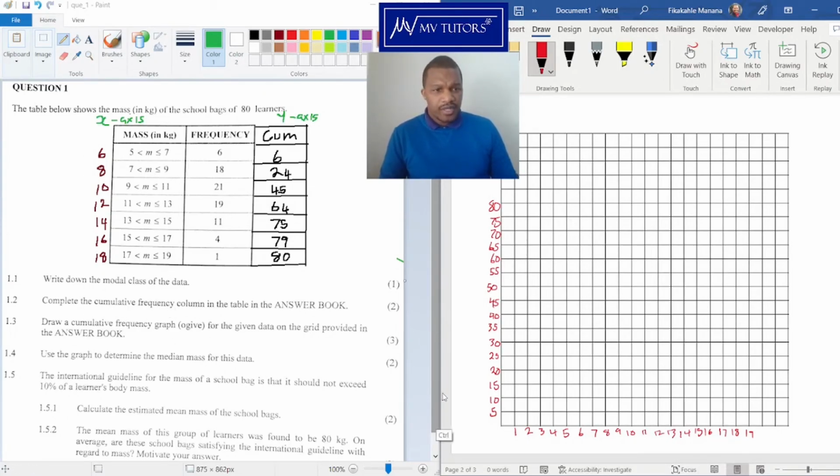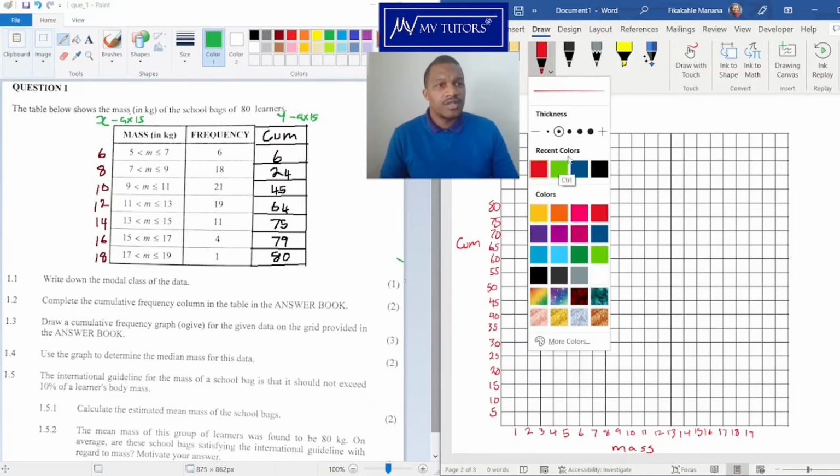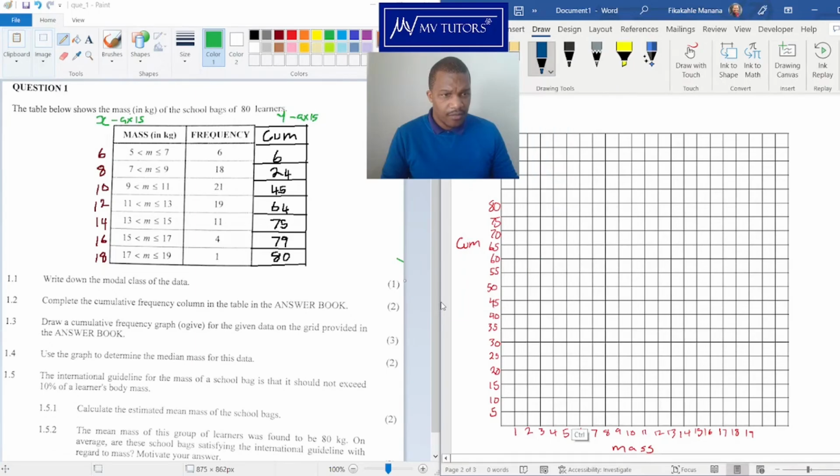Now we have these values. These are the cumulative ones, and here we have the mass. Let's use a different color now, let's go for blue. The first one is 6 and 6, which is going to be somewhere there. The next one is 8 and 24. There's 8, let's go up to 24. We got 20, 25, somewhere there.